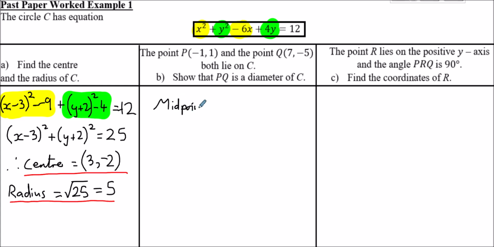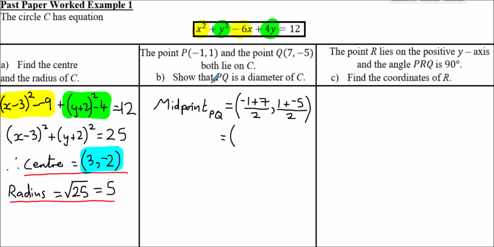If the midpoint of PQ happens to be the centre, then we've proved that PQ has to be a diameter. So we're after this to be our target. So how do we find the midpoint between 2 points? Well, you should know by now, we average out the x-coordinates. So we do minus 1 plus 7 and divide by 2. And we do the same for the y-coordinates. So 1 plus minus 5 divided by 2.